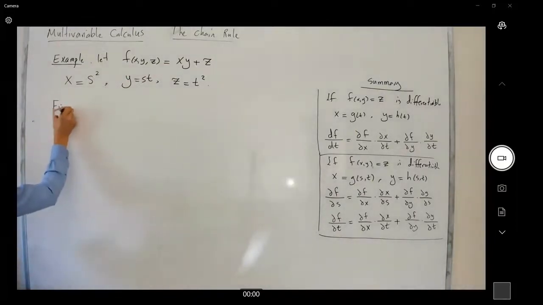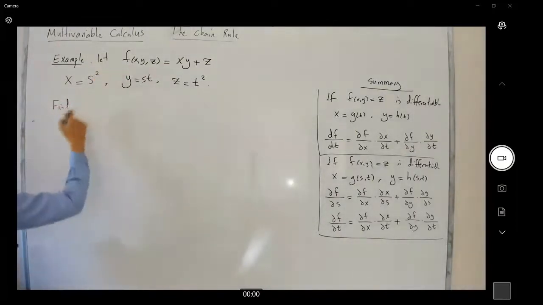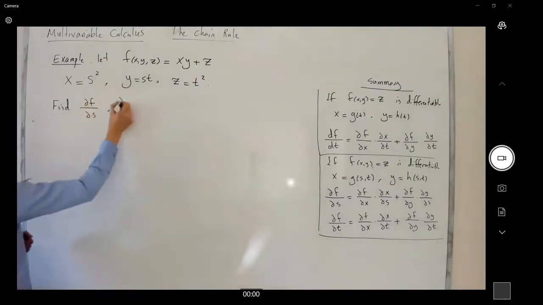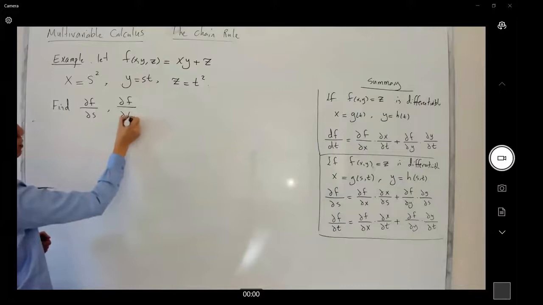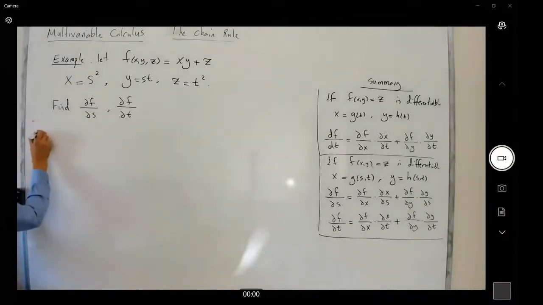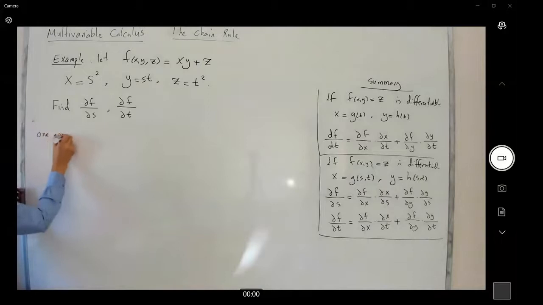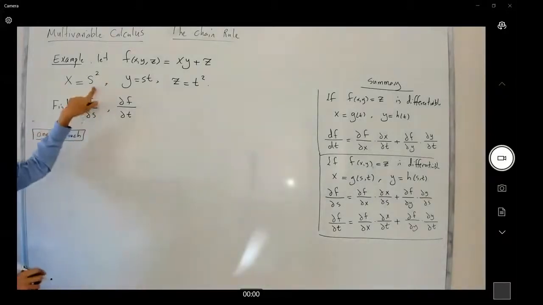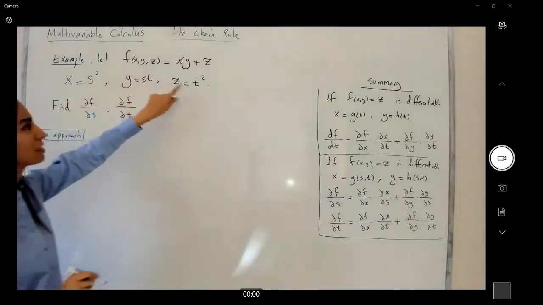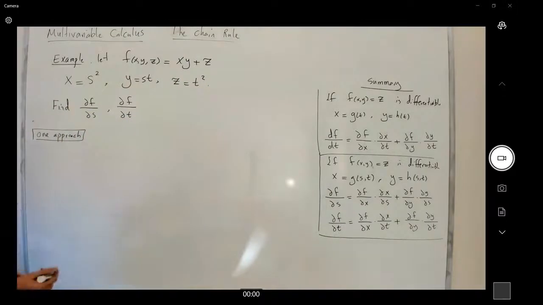Let us find the partial derivative of f with respect to s and partial derivative of f with respect to t. So one approach is to just do the substitution. Wherever you see x, write down s squared. Wherever you see y, write down st. And wherever you see z, just write down t squared.